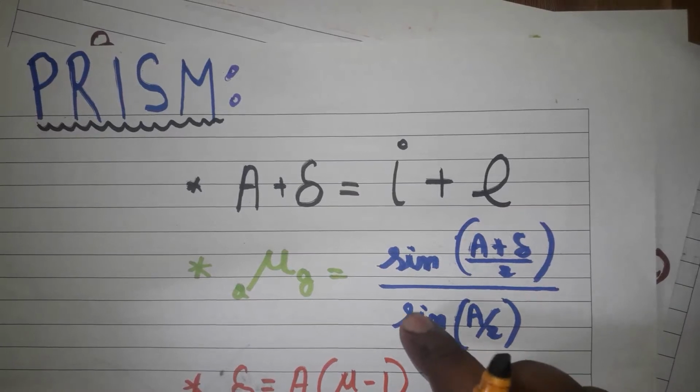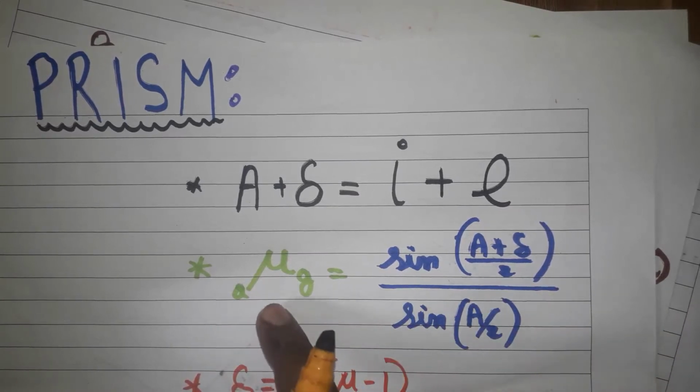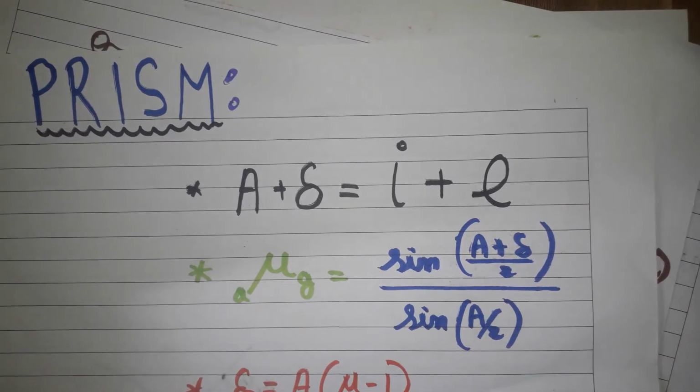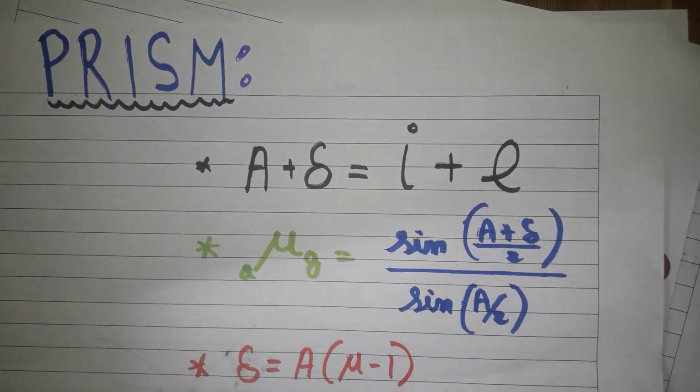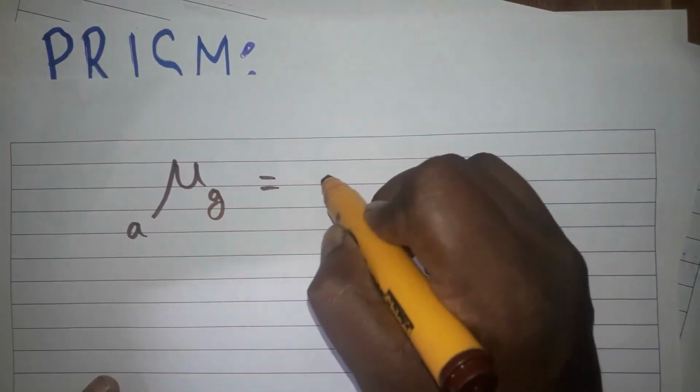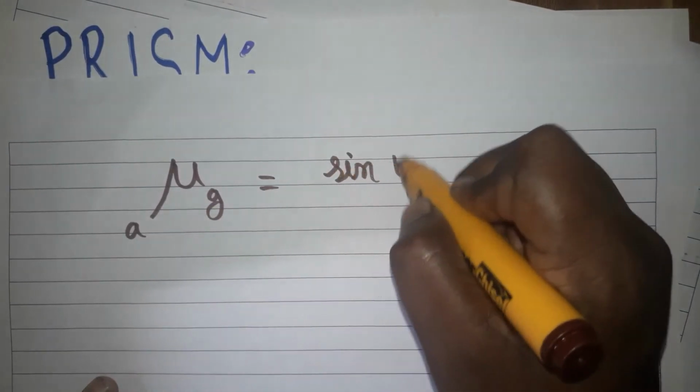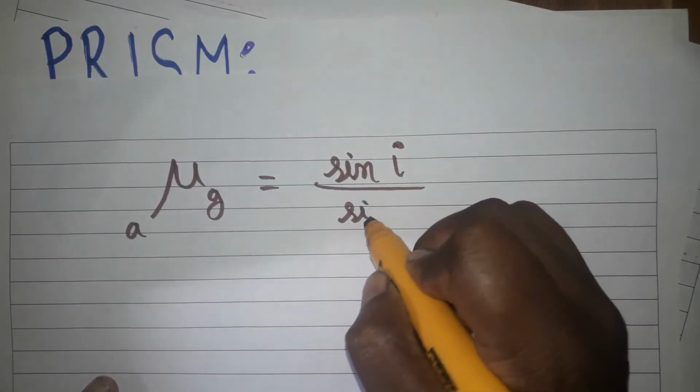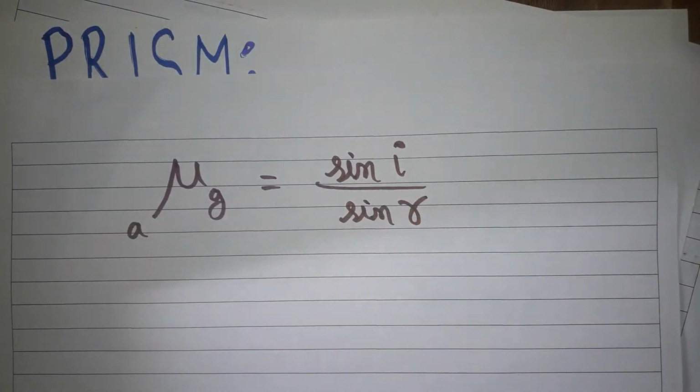Next, I am going to do the equation with the refractive index. The second equation is the prism equation, the refractive index, which is Snell's law. According to Snell's law, sin I by sin R is called the refractive index. Now, what are the incident angle and the refracted angle in sin I by sin R?